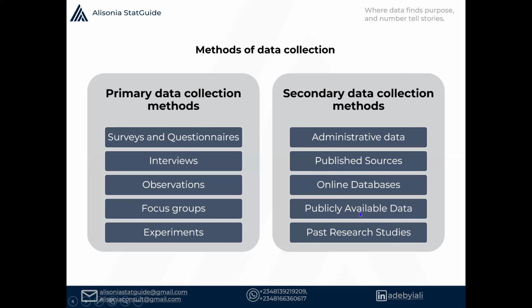Also, publicly available data, like those data you get from Kaggle, are publicly available data. Maybe your own collection is to just read some previous studies, past studies, and have your data recorded from them. So that's the difference between primary data collection, where we use all of this, and secondary data collection, where we use administrative data, public sources, online databases, publicly available data, and past research studies.